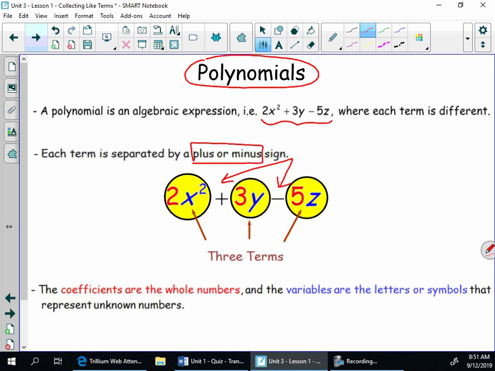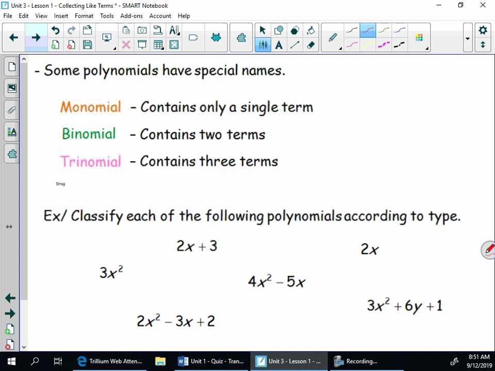Some words we should know: the coefficients, we call those the numbers out front. The variables are the letters or symbols inside. So like we were talking about before, rectangles and squares and circles, those would be the things that can change, the variables. And we usually use them to represent unknown numbers, like we did in our first unit when we were solving for x. Let's take a look at some things.